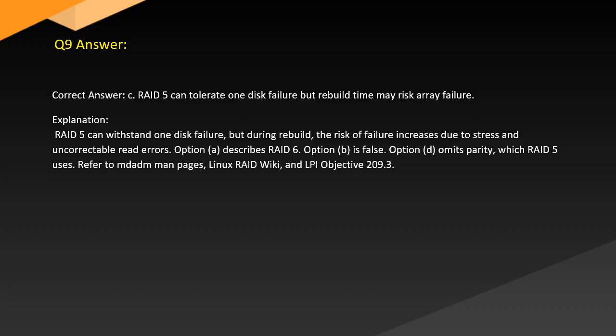Answer. Correct answer C. RAID 5 can tolerate one disk failure, but rebuild time may risk array failure. Explanation. RAID 5 can withstand one disk failure, but during rebuild, the risk of failure increases due to stress and uncorrectable read errors. Option A describes RAID 6. Option B is false. Option D omits parity, which RAID 5 uses. Refer to mdadm man pages, the Linux RAID wiki, and LPI Objective 209.3.